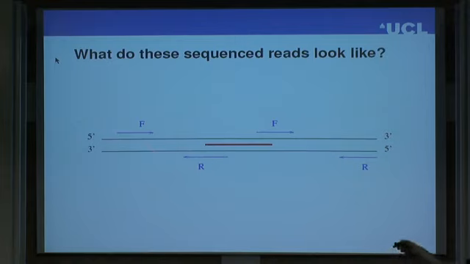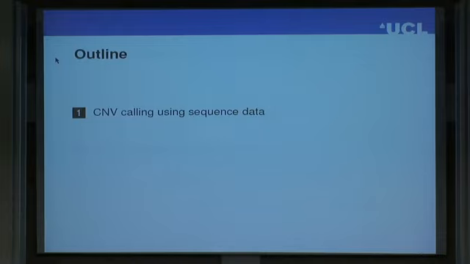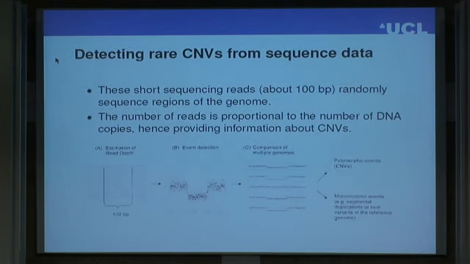And we have plenty of them, so forget about this red region here, but we have millions of those small fragments that are scattered throughout the entire genome. That's the basic short read sequencing technology that is being used to generate those sequence data. So how do we call copy number variants using sequence data? The principle is very basic.